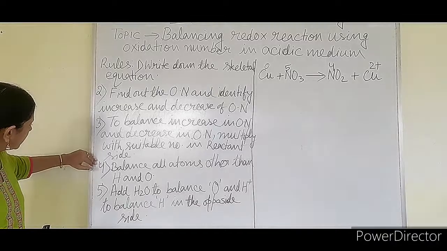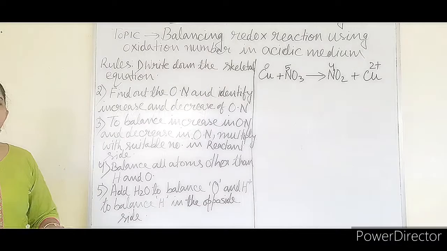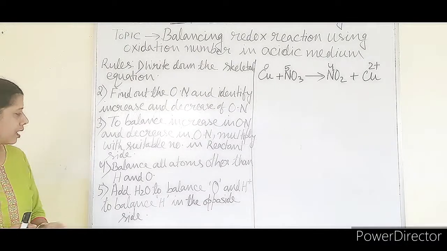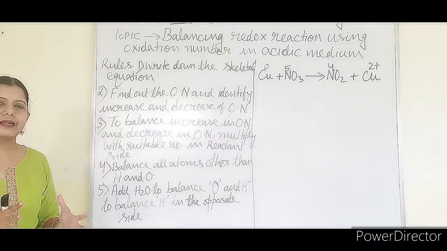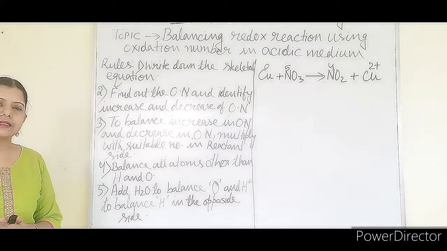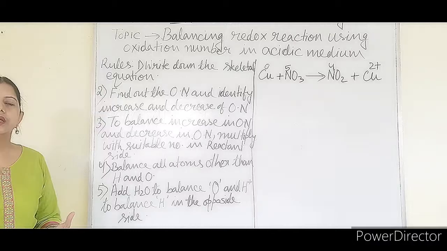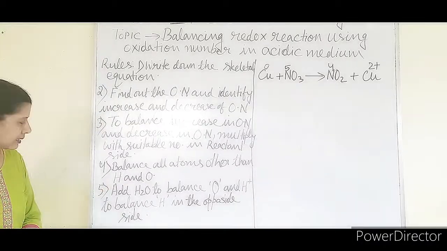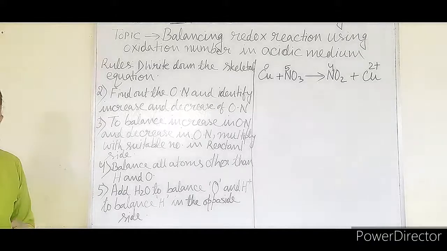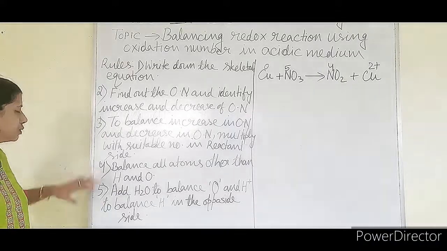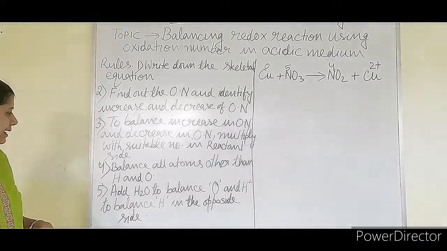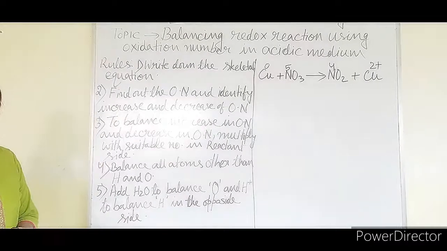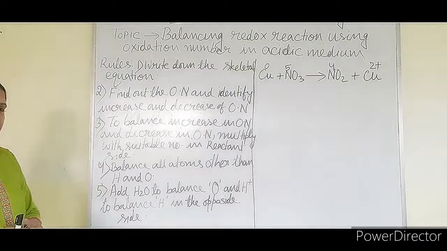And then next, after balancing the oxidation number, you balance all the atoms present in the reactant side or in the product side, without hydrogen and oxygen. Other than hydrogen and oxygen, balance all the atoms. This is the fourth step. In the fifth step, you have to balance oxygen and hydrogen.